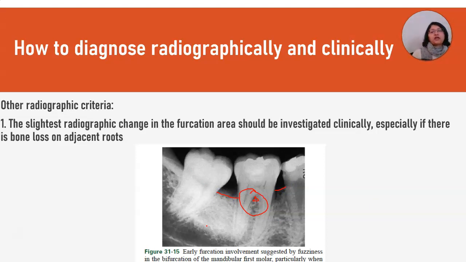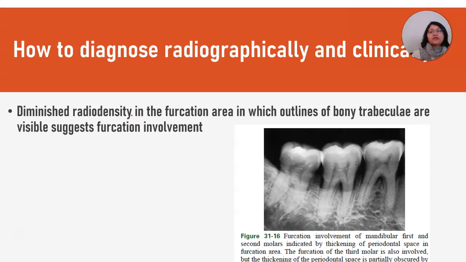If this patient comes to me and I see bone loss happening on the mesial and the distal, very tiny but happening, and then I see in the furcation area a little bit of radiolucency, I'm going to definitely probe this patient 360 degrees everywhere, mesial, distal, buccal, lingual, and check if there's any kind of furcation happening. Early furcation involvement is suggested by any kind of fuzziness. Okay. Second, diminished radiodensity in the furcation area in which outlines of bony trabeculae are visible.